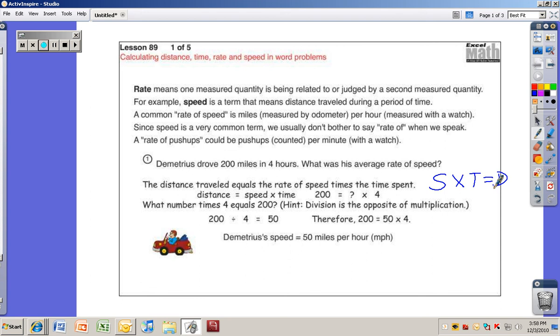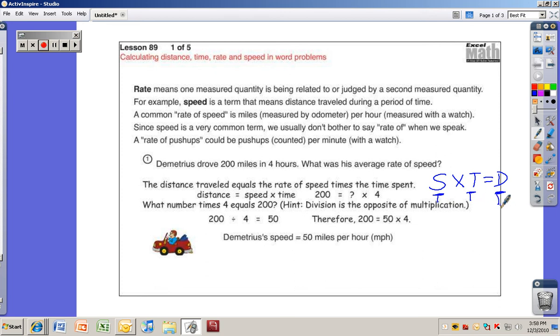You guys got that? Speed times time equals distance. And in order to help you understand this and remember it, just think of Stinky Tim died. You remember that from last year? Stinky Tim died. So you're going to write S times T equals D, and then you're going to fill in the numbers underneath these that they give you in the problem.